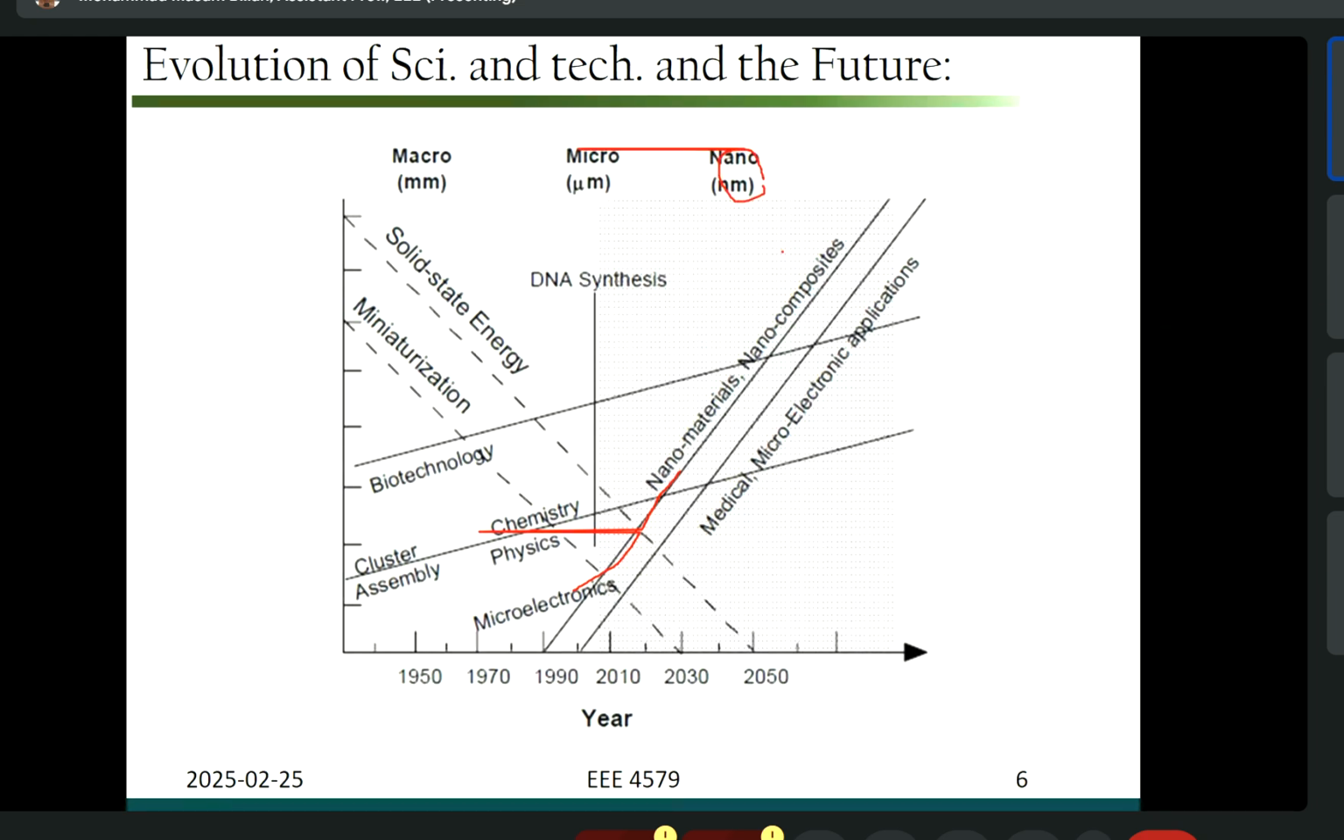So it was micrometer before and it was macrometer before. Back in 1950, all the devices were millimeter or macrometer, then micrometer. From 2010 or before that, the devices were micrometer. But you can see after 2020 or 2030, the era of nanometer started. So you cannot avoid nanomaterials, because nanomaterial size is in nanometers, so they are suitable for nanometer scale electronics.